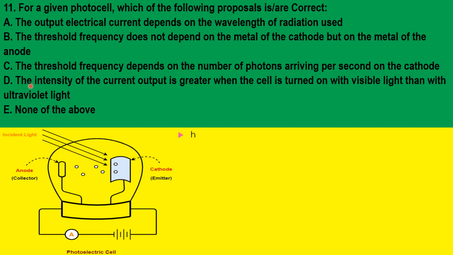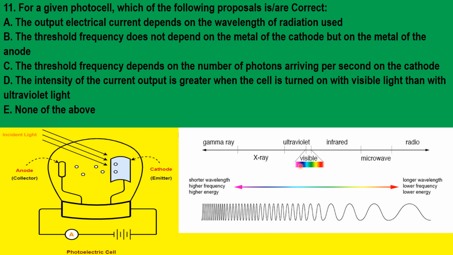All right, so D says the intensity of the current output is greater when the cell is turned on with visible light than with ultraviolet light. Is that true? That is not even true. Listen, the very first thing is that we're talking about the intensity of the current output. Does it change when you change the light, or a particular photon of ultraviolet or a particular photon of visible light? It does not. Now look at this. Even if it had to change, right?